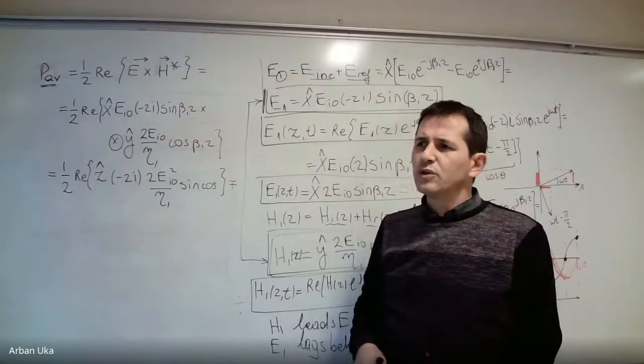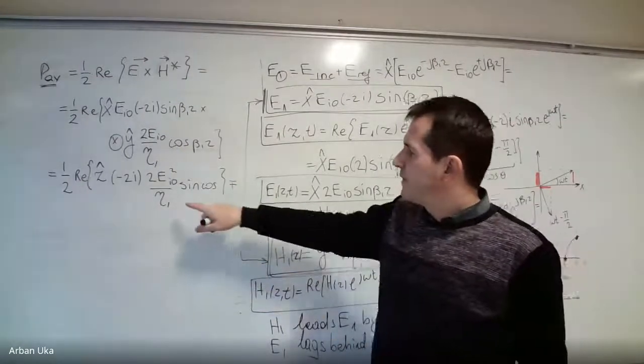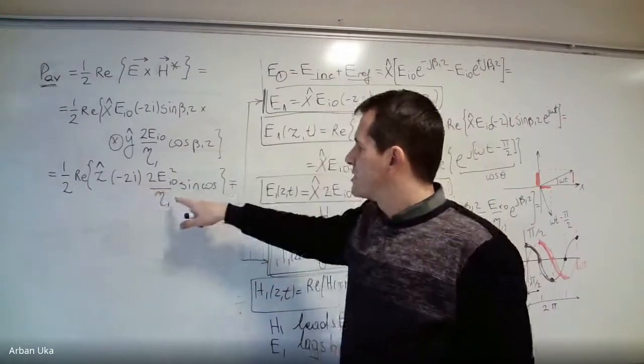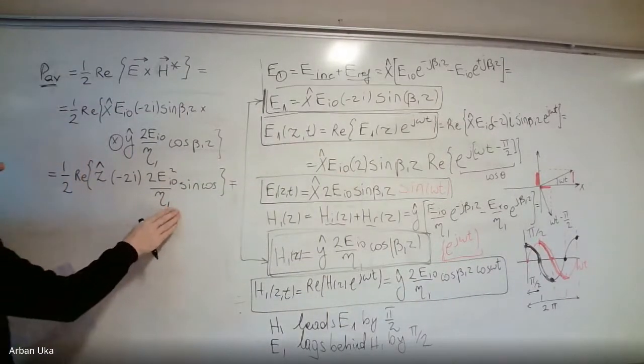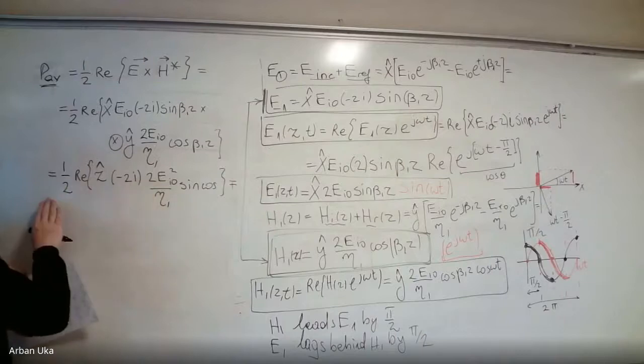Okay. What are we doing with this? And now let's see. What is the real part of these terms? How would you like to solve this? Shall we take out the terms that have no complex component?